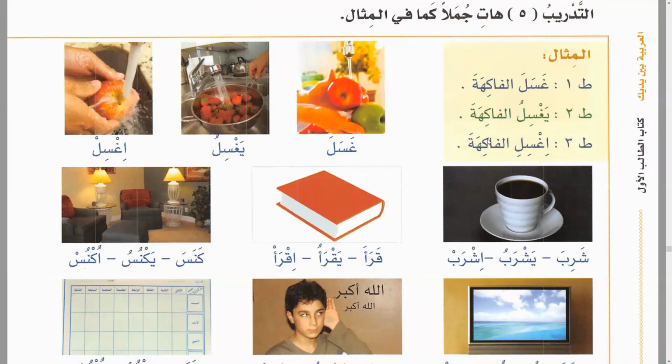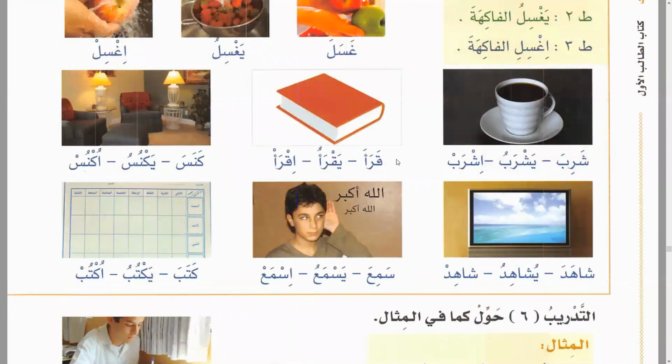غسل يغسل اغسل. شرب يشرب اشرب. قرأ يقرأ اقرأ. كنس يكنس اكنس. And we learned a rule, right, that when the ain kalima, the middle letter, has a dhamma, then the first letter of the command verb also gets a dhamma. So that is a rule. But as of now, the only thing required of you is to try to remember the words.